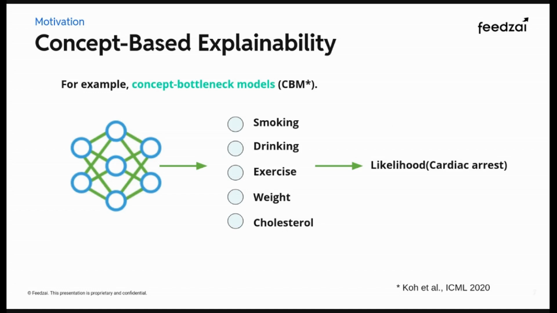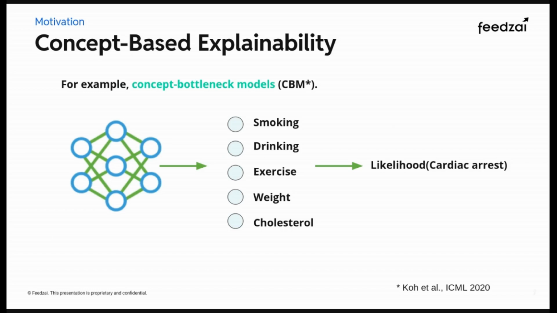One solution is to provide explanations in terms of human understandable concepts instead of features. For example, concept bottleneck models are neural networks where one intermediate layer, the bottleneck layer, has each neuron representing a single concept. In this toy example, 5 concepts related to health indicators are shown in the bottleneck layer, and the network will try to predict the likelihood of cardiac arrest from those.